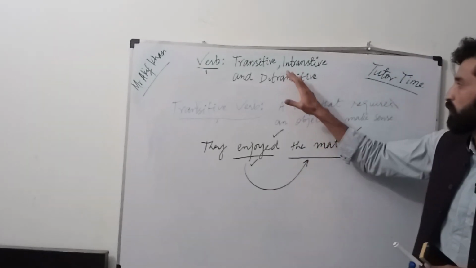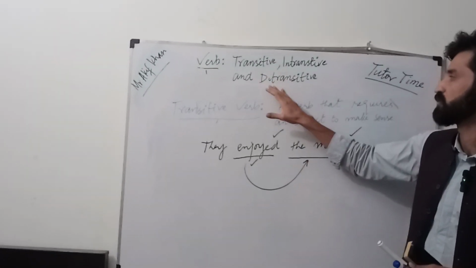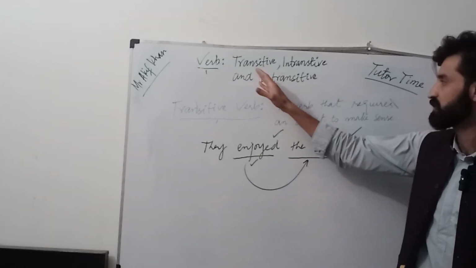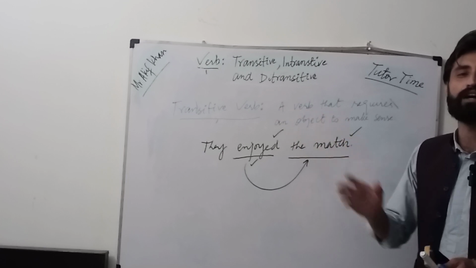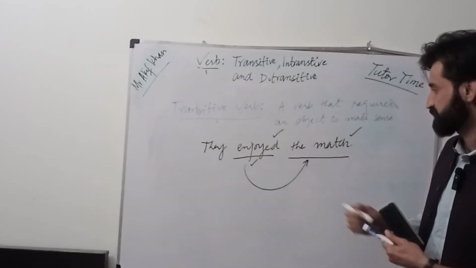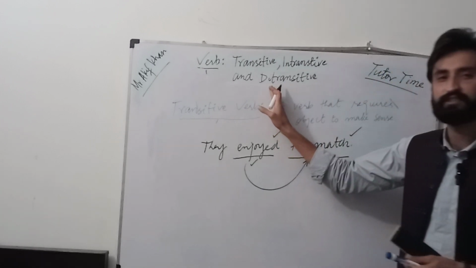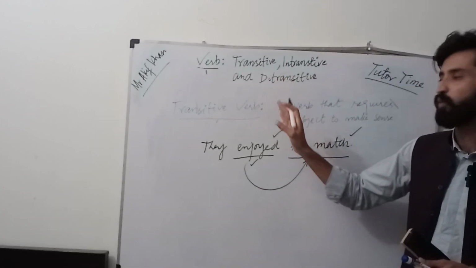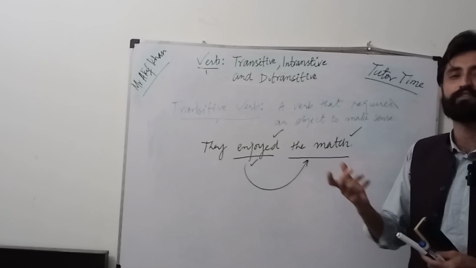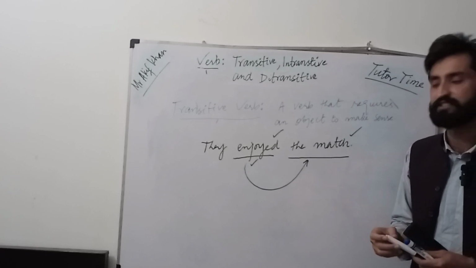Acha, now let's jump to understand ditransitive, because transitive and ditransitive both are interlinked with each other, and ditransitive is a verb that requires two objects to give us complete meaning or make complete sense.